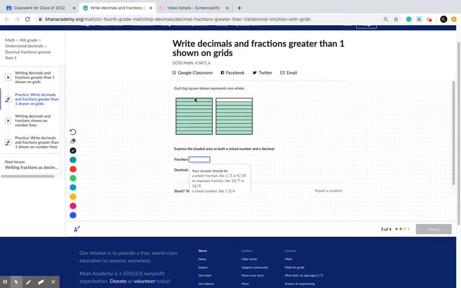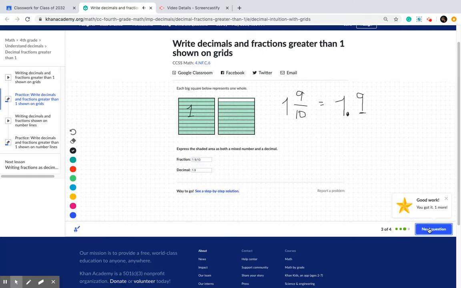Next one. Which one is the fraction? I know that this is a whole, 1. Do you see that? So I already know that it's 1. I can see that I have 10 pieces, so that's going to be my denominator. And I have 9 shaded over there, so that is 9 tenths. 1 decimal 9 tenths. Fraction: 1 and 9 tenths. Decimal: 1 point 9. You see that? And we're done. Okay.